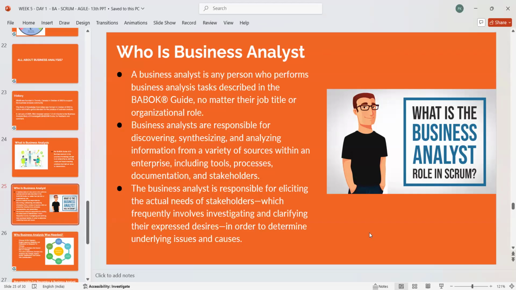Okay. Next point, please. Business analysts are responsible for discovering, synthesizing, and analyzing information from a variety of sources within an enterprise, including tools, processes, documentation, and stakeholders.